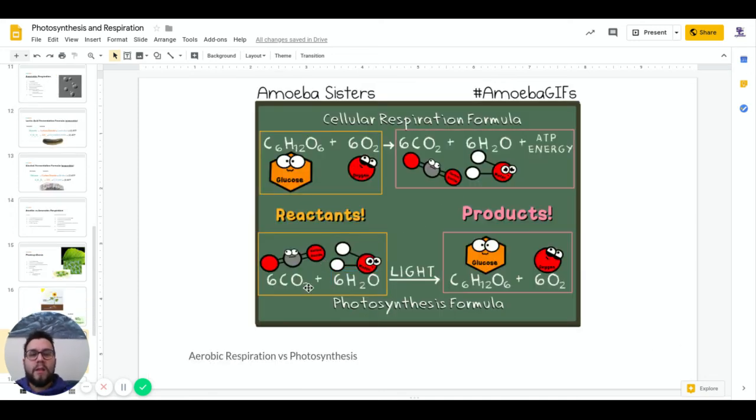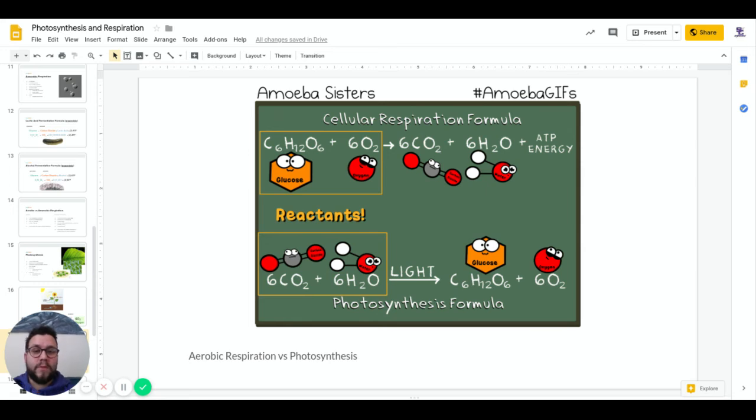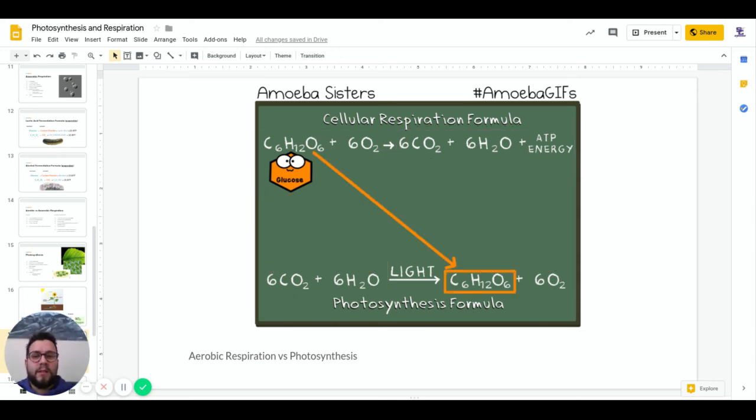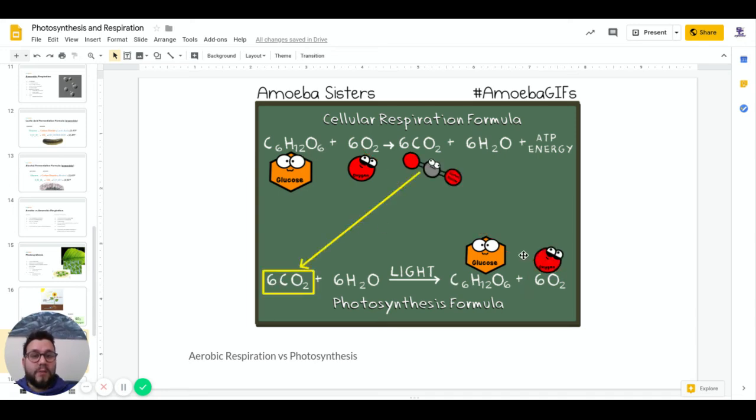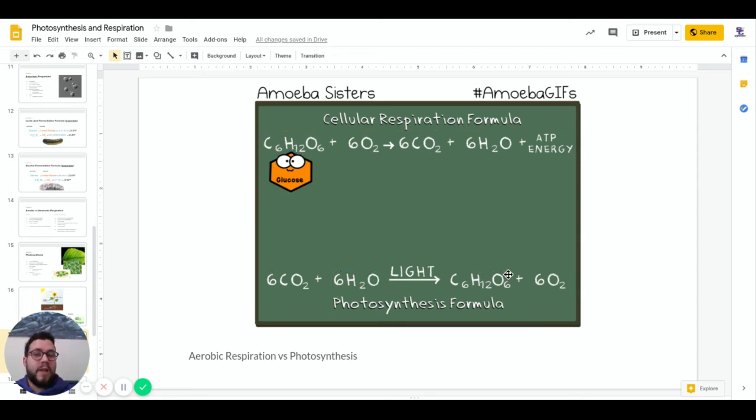So that sugar and that oxygen that we make in photosynthesis can then be used as the reactants in respiration. And this respiration produces the ATP that can then be used to divide cells and do active transport and all kinds of other things. So these reactions are basically the same, just backwards. The reactants of one are going to be the products of the other. The reactants of respiration are the products of photosynthesis, and the reactants of photosynthesis are the products of respiration.